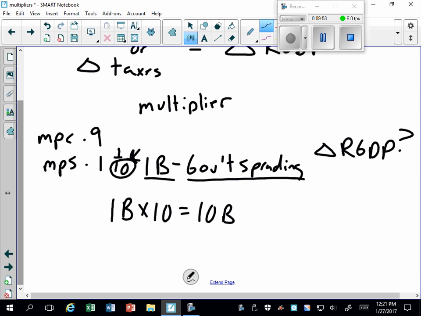And if this is more spending, so if this is an increase of $1 billion, then it's going to be an increase of $10 billion of real GDP. Okay? They do the same thing and they say people's taxes get raised by $1 billion. Let's use a different color. Tax increase. So what's going to be the change in real GDP?